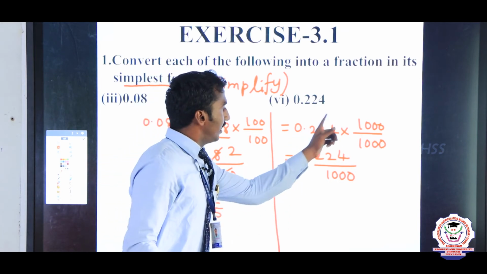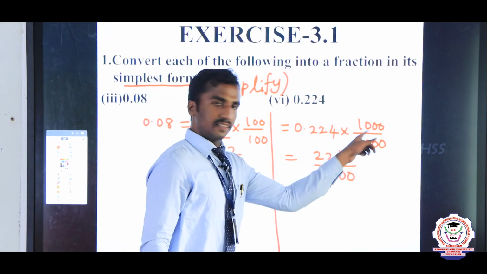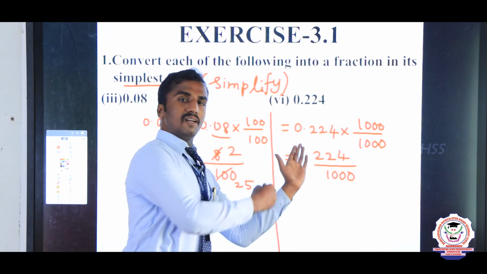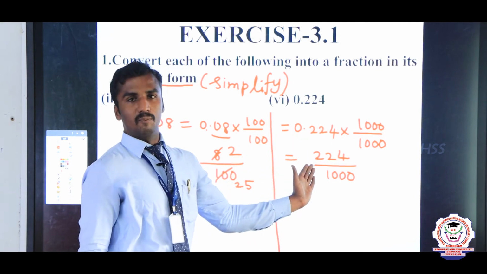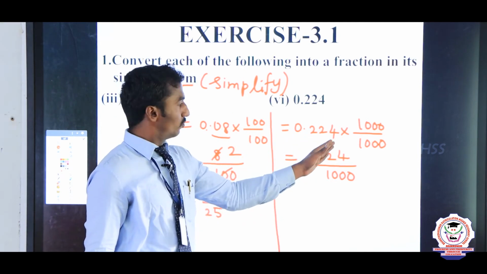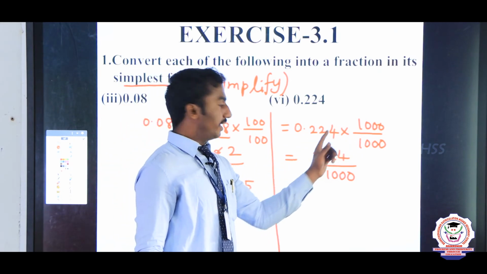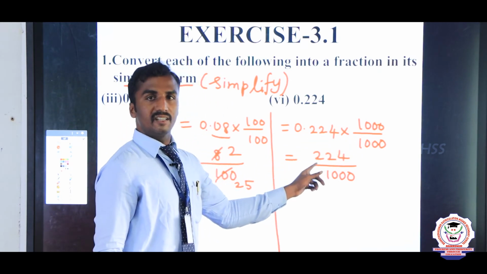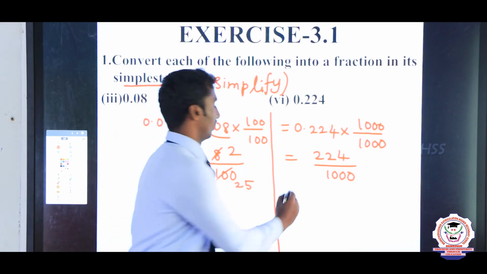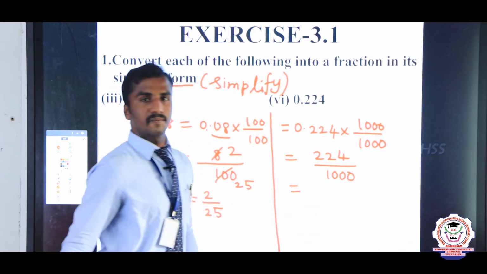224 means here having 3 digits, here having 3 zeros. So decimal value converting into whole number: 0.224 into 1000, we get 224. So next one, cancellation.